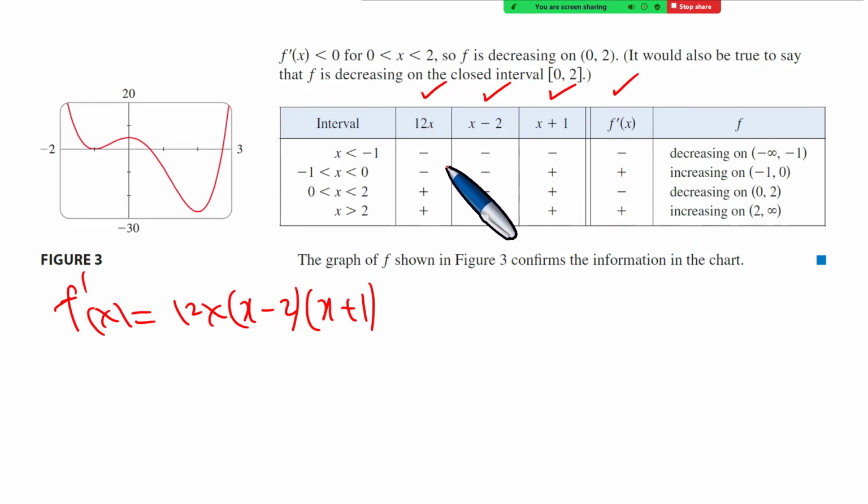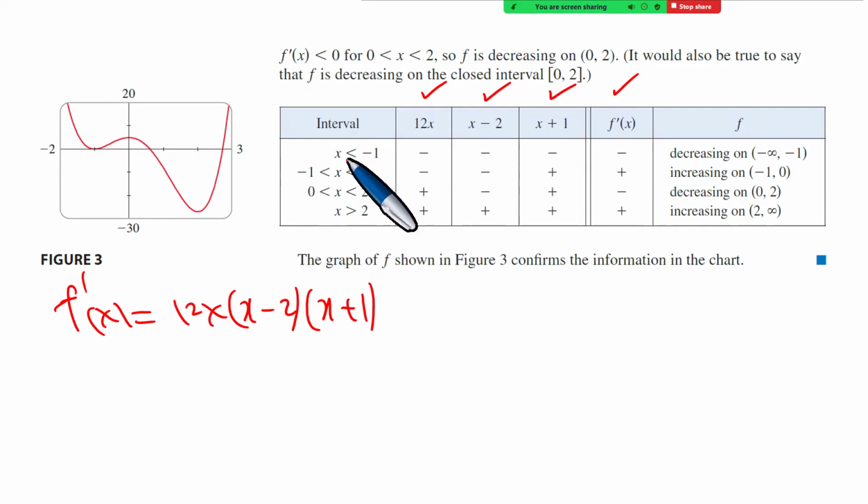Between 0 and 2 exclusive. Okay, so the intervals are here. I know very well that there are many presentations of these, but this is the actual recommended presentation from the Stewart textbook. This is the presentation of the signs that we use for the chart.